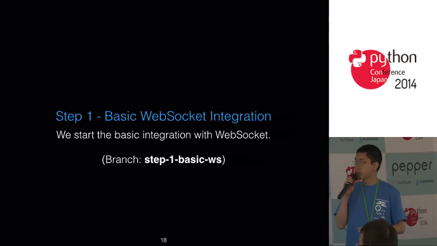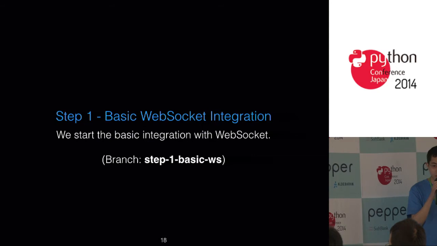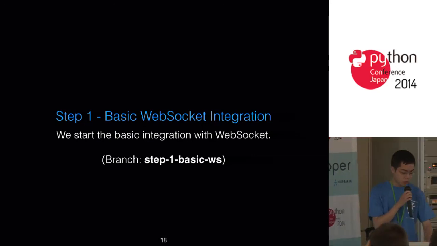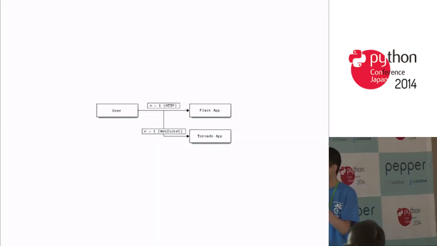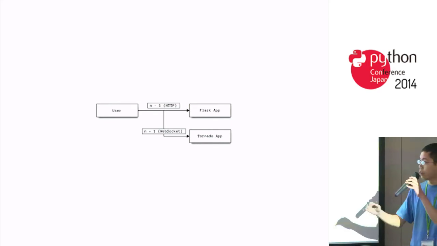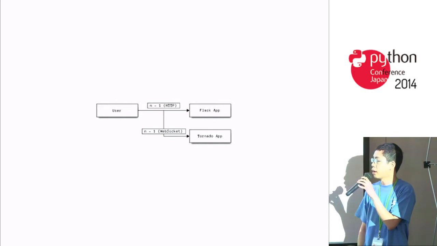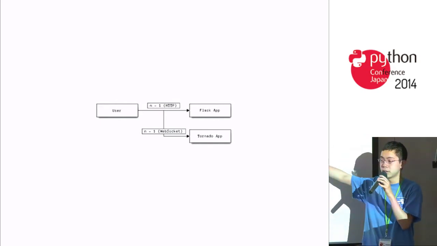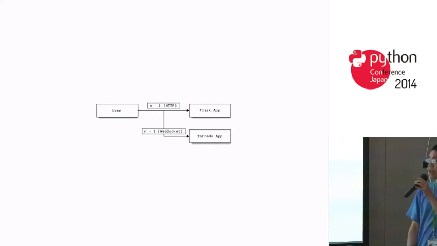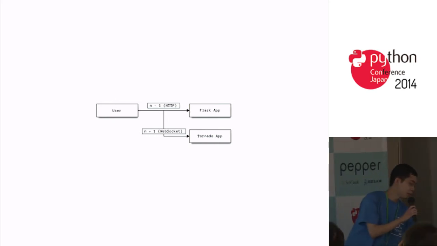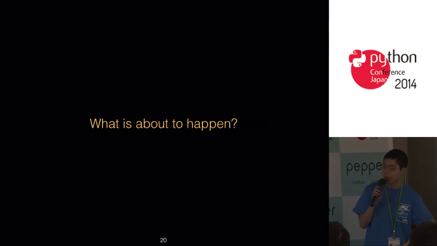Now we try to do the basic integration, but I have to tell you, nothing works except that it's actually connected to WebSocket. But how would that work? This is how we lay it out. Sorry for the color. In step 0, you only have the Flask application, which just provides the HTTP. In step 1, we now add the Tornado app here, which only provides the WebSocket protocol. What is about to happen is, first of all, when we load the page, we do the handshake.